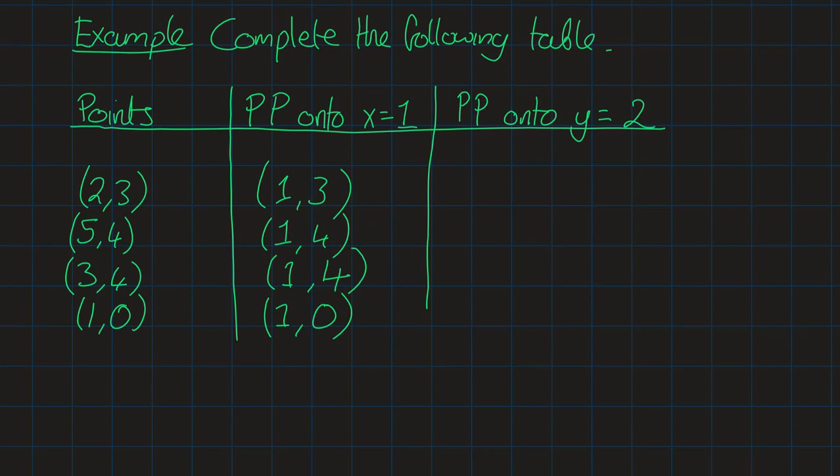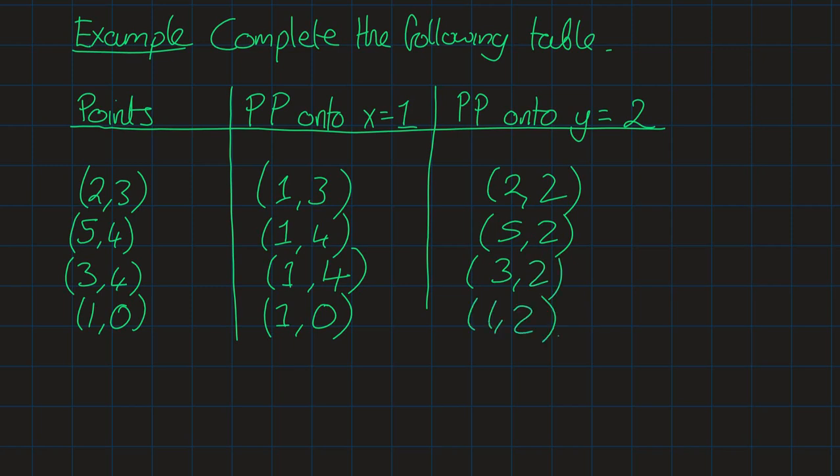So let's move on to the parallel projection onto y equals 2. Now all I do is take my original point and replace the y coordinate with 2. So it's going to be (2, 2), (5, 2), (3, 2), and (1, 2). And that's it. This is parallel projection from 2 dimensions onto 1 dimension. That's the end of this video.